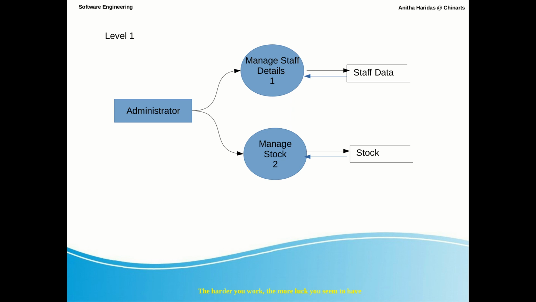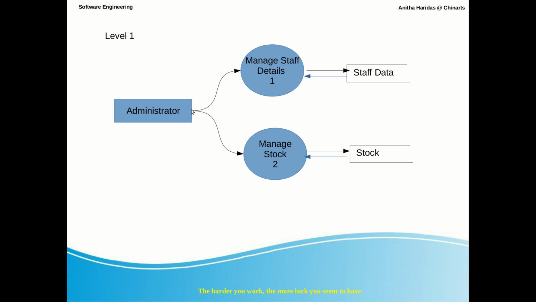So from level 0, you can decompose the system into smaller problems and you can identify the functions required for each and every user. For example, if your level 0 diagram is decomposed, let us assume I get two different processes for the administrator. Now, what is the first process? Managing the staff details, for which the staff data will be retrieved and stored in this particular data store. In the same way, for managing the stock, there is a data store called stock, which will be used for retrieving and storing the data.